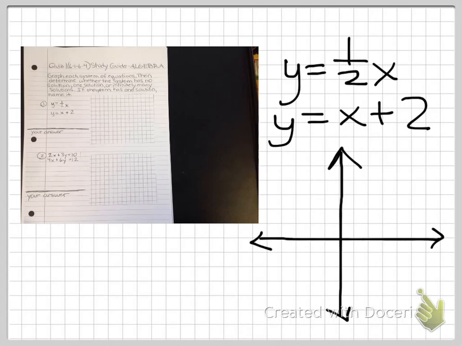For the first one, since there's no y-intercept or no b value there, that means you start at 0. So we're going to put a point at 0. Then we use the slope, 1/2, to continue, so that goes up 1 to the right 2, or down 1 from the original point to the left 2. So that would be my first line.